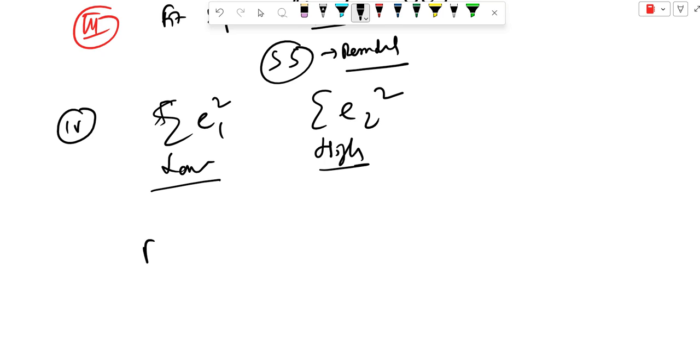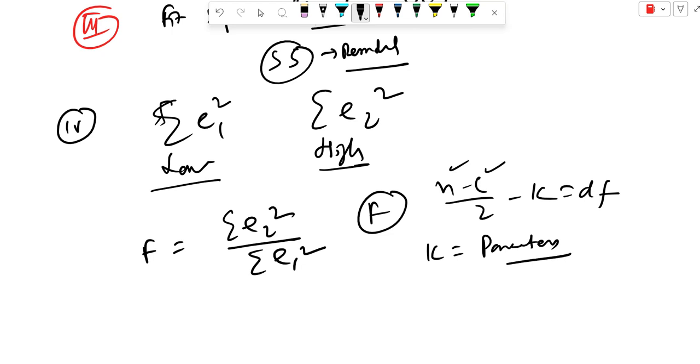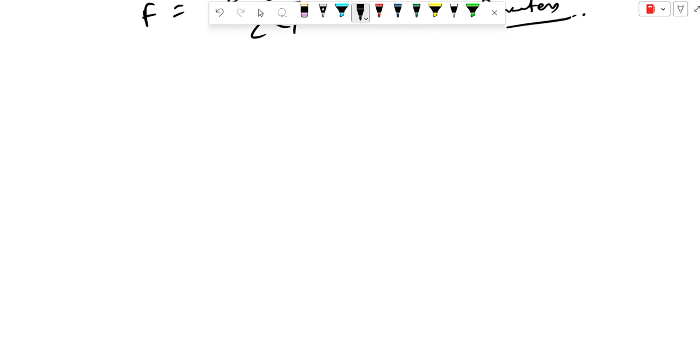So now we calculate F equal to the summation of e2 square by the summation of e1 square, which will have an F distribution with (n minus c)/2 minus k as the degrees of freedom, both numerator and denominator. So n is the number of observations, c is the number of central observations which have been omitted, and k is the number of parameters to be estimated. Clear? So once this is done, your job is done.